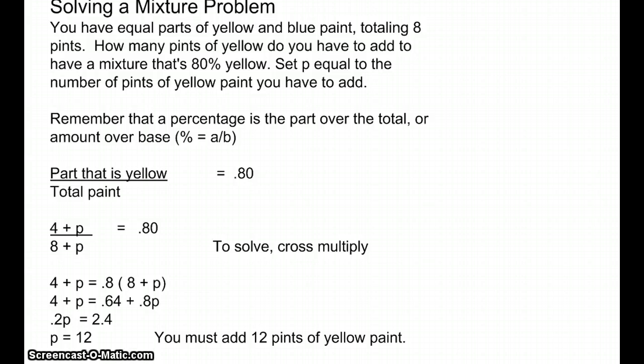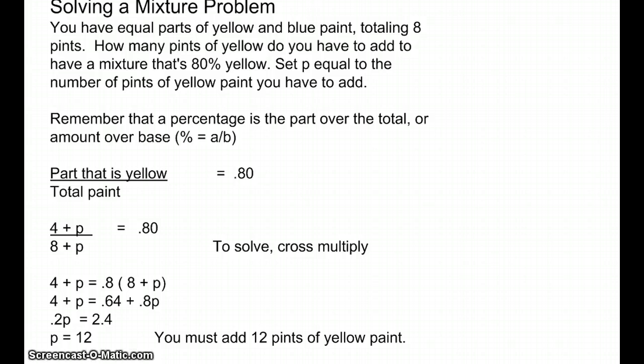To solve this, because we only have one term on each side, we're going to cross multiply. So we get 4 plus P equals 0.8 times 8 plus P, and 4 plus P equals 6.4 plus 0.8P. So 0.2P equals 2.4, or P equals 12.